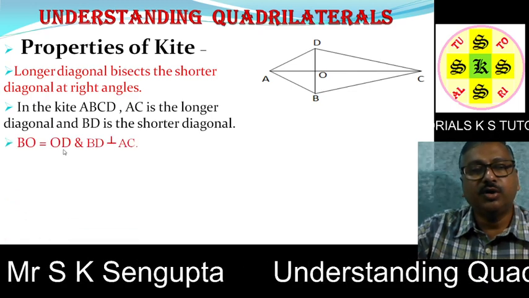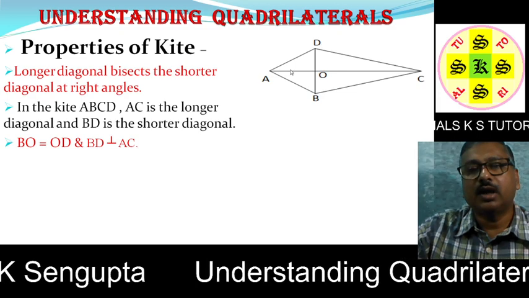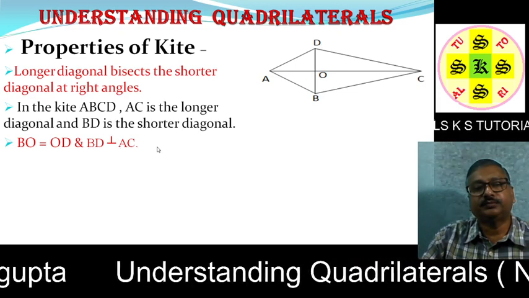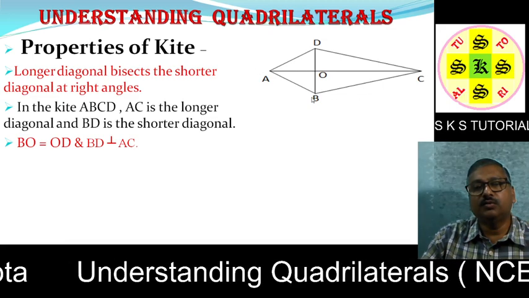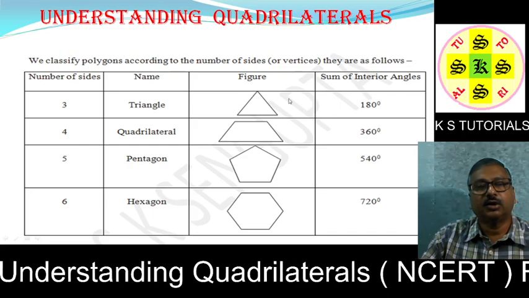So here BO equal to OD, that is these two parts are equal. BO equal to OD and this BD is perpendicular to AC. So this is the only property of a kite.